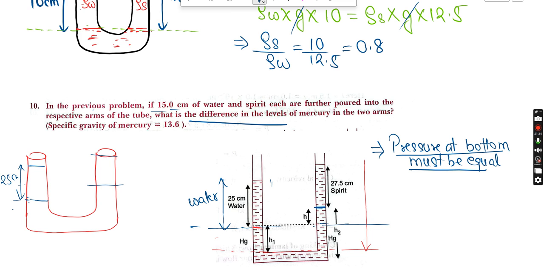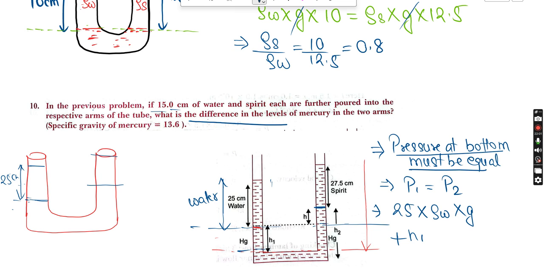So for finding that, let's do it for the left hand side, right? We can write P1 is equal to P2, right? So for the left hand side, we can write for the 25 centimeter, right? So 25, that is the height. Now h rho g, rho will be the density of water into g, right? Any doubt here? Plus some amount of mercury is also there, right?